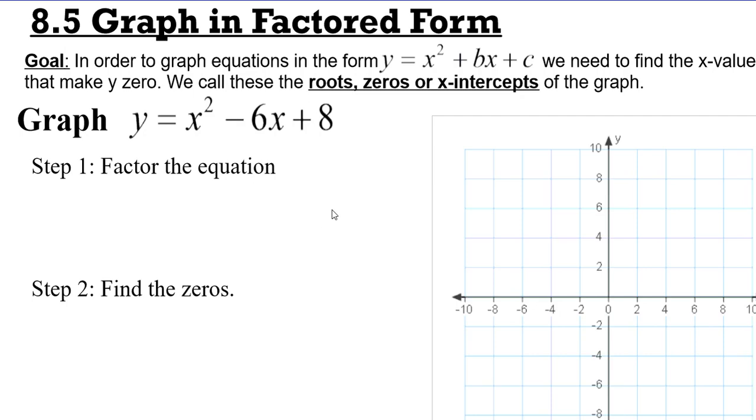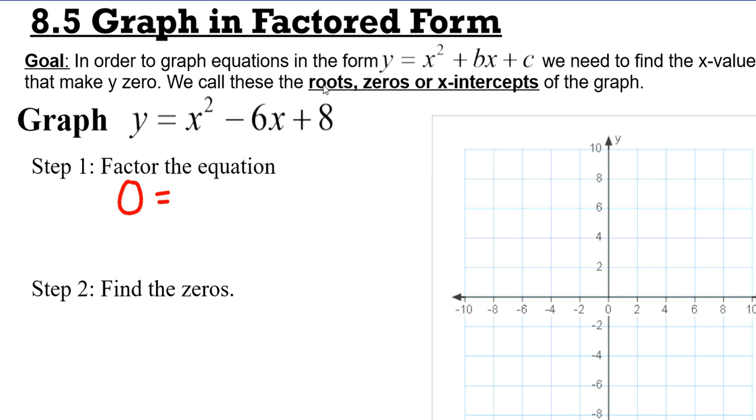8.5 is on graphing by factoring. In order to graph equations of the form y equals x squared plus bx plus c, we did this by factoring. So the first thing I want to do is be able to find where the x-intercepts are. The x-intercepts are going to be when y is equal to 0.